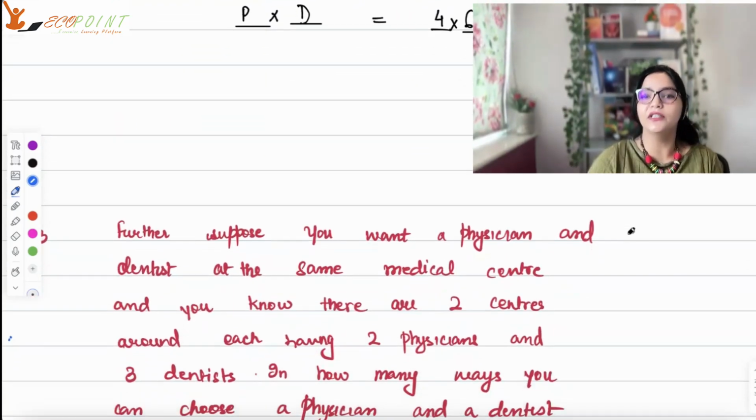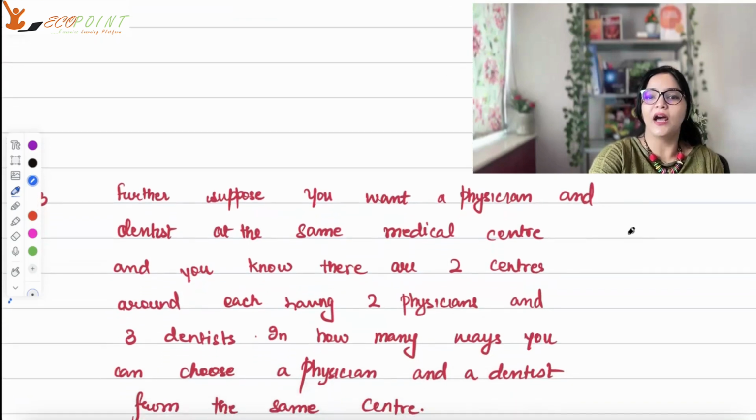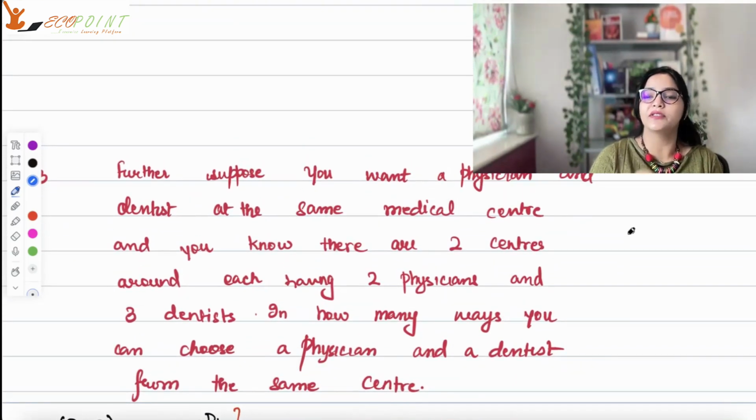Now suppose further you want a physician and dentist at the same medical center. Suppose now you want these two doctors at the same medical center, and you know that there are two centers around, each having two physicians and three dentists. In how many ways can you choose a physician and a dentist from the same center? Now it's a different question. You want them to be sitting at the same center. You don't want to go to two different places. Okay, you know that there are two centers, each having two physicians and three dentists. So how many choices do I have?